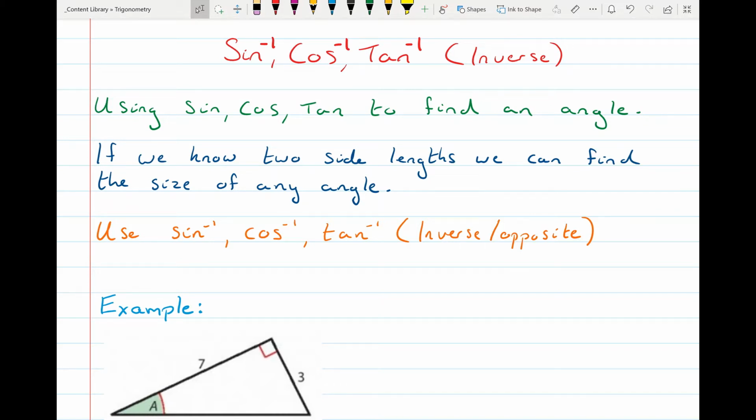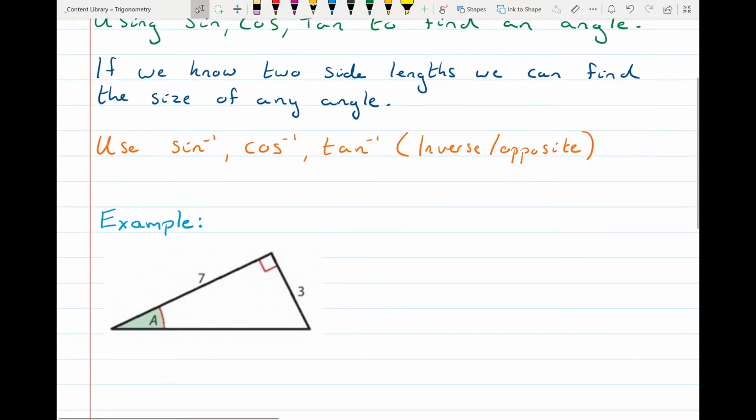Previously, we used sine, cos and tan to find the length of sides in a right angle triangle. Now we're going to do the inverse or opposite of that and use the length of the sides to find the size of the angle. The inverse is written as that little -1 above the sine, cos and tan, so it means the opposite of sine, cos and tan.